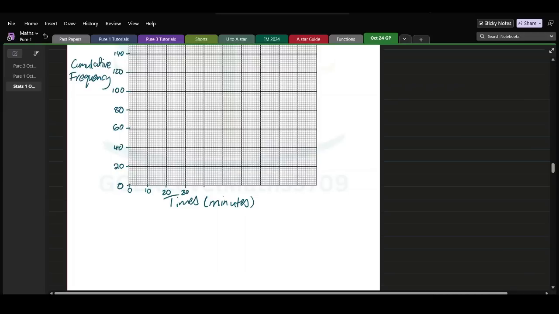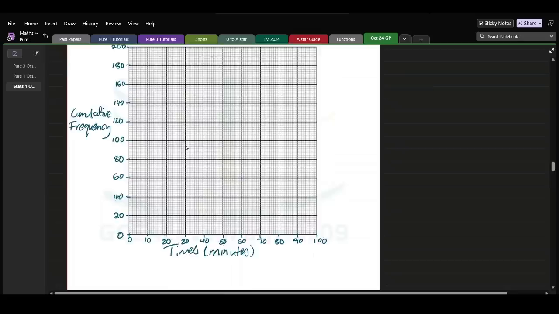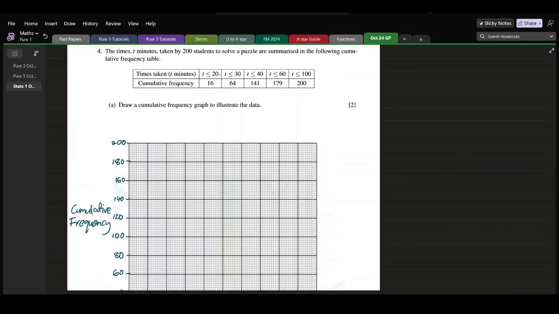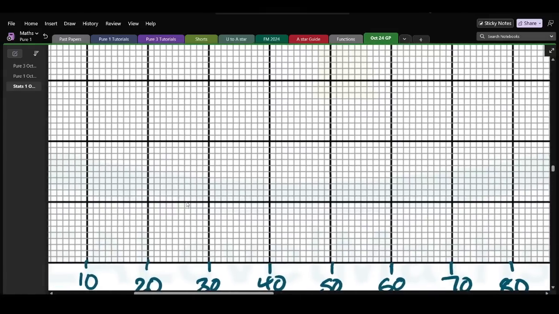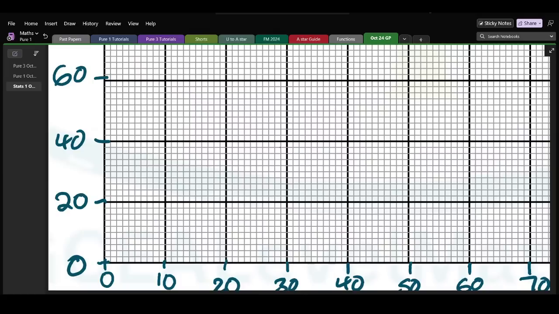30, 40, 50, 60, 70, 80, 90, 100. Alright, now let's plot our upper bounds against their cumulative frequency. So we've got 20 and 16. Alright, so 20 would be here, and then we want 16. We're moving in 2 units here, so 16 should be at this point over there.